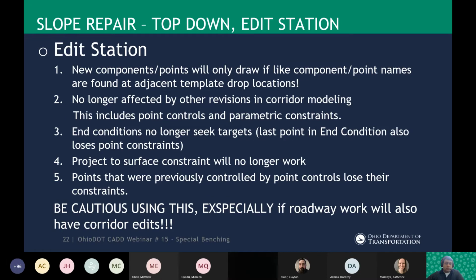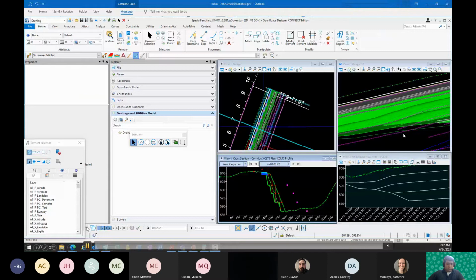So I want to be cautious right off the start and say if you use this, you've got to be careful because it might mess up other people working on your project. If there's roadway work involved, maybe this isn't the best approach, but if it's only a slope repair and nothing else, then this might be a viable solution because you don't have other people that might do corridor edits. So I want to show a quick video on that, and then we'll do earthwork quantities, which is some pretty cool stuff that we haven't shown before either. So if you can stick around, I think I'm going to show some cool stuff.